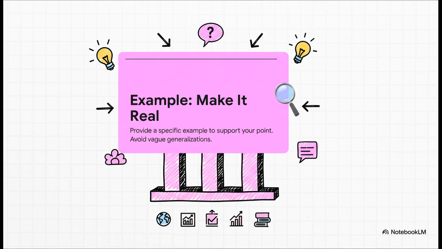Next is E for example. Look, it's not enough to just state your opinion. The official IELTS guidelines say you have to extend and support your ideas. Vague statements like "some people think" just won't cut it. You need a specific, concrete example to make your point real and convincing. This is where you bring the proof.